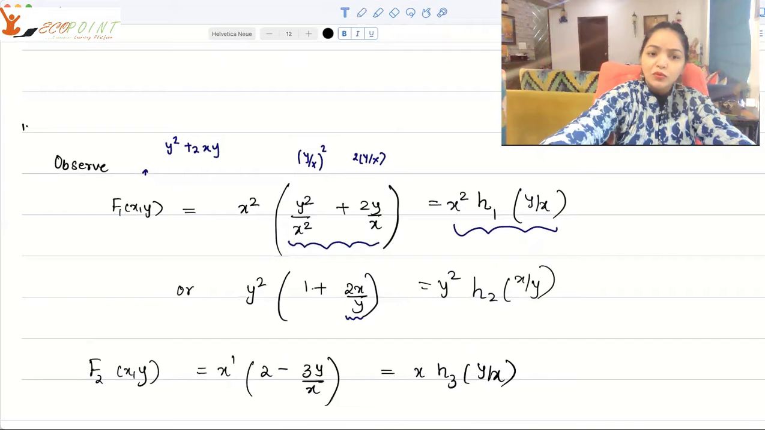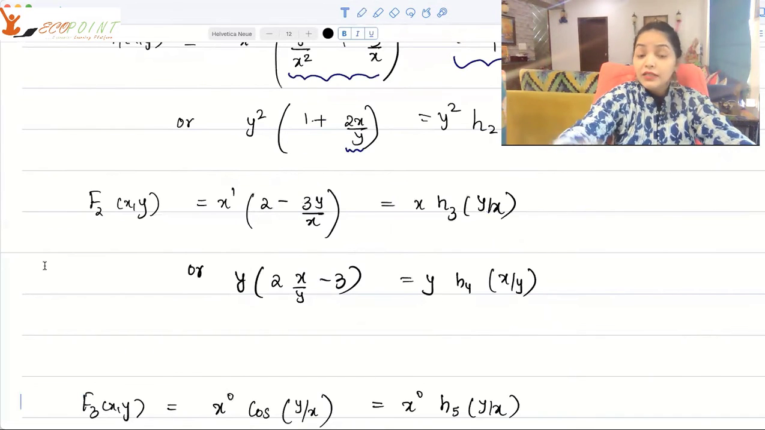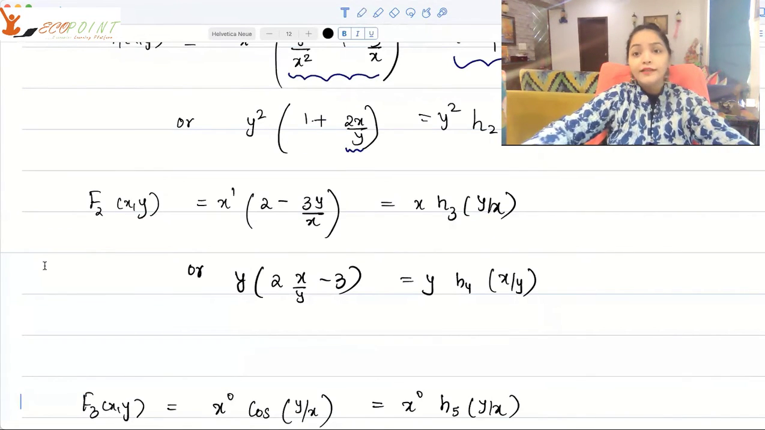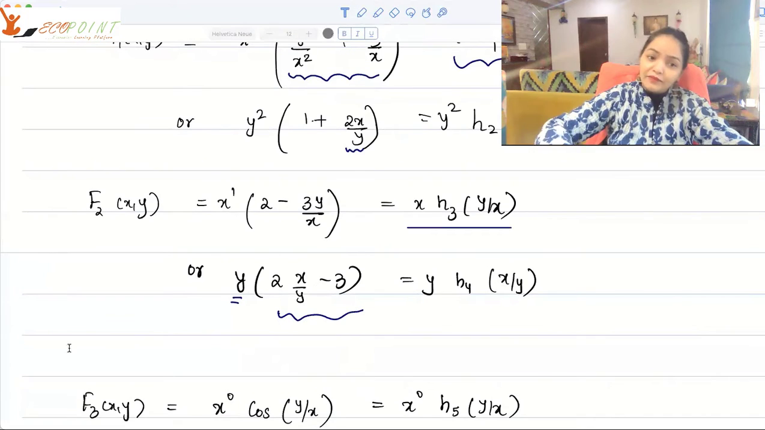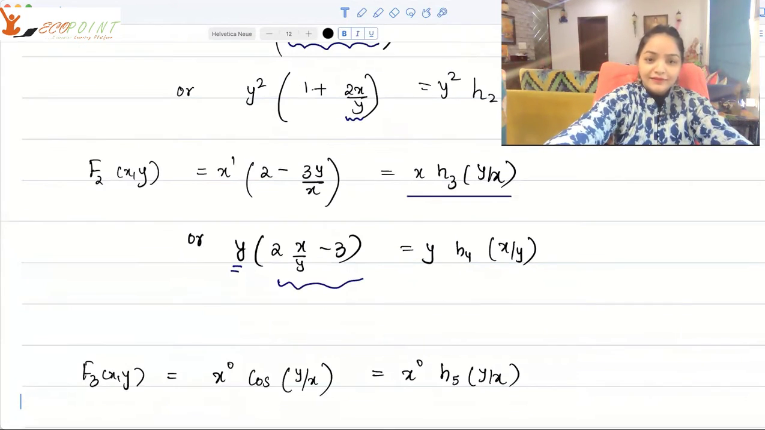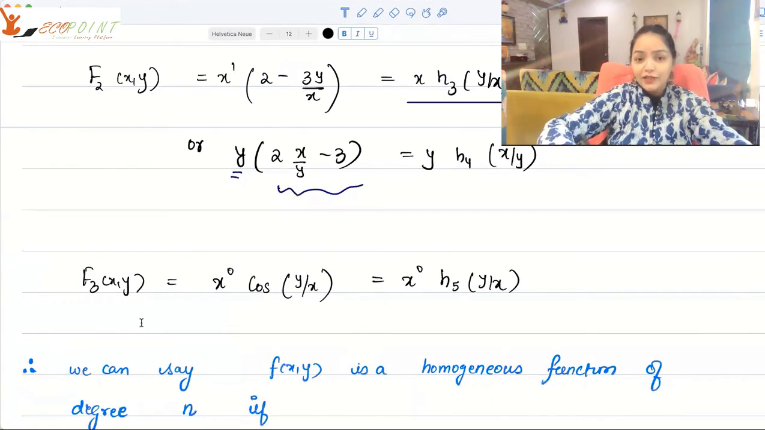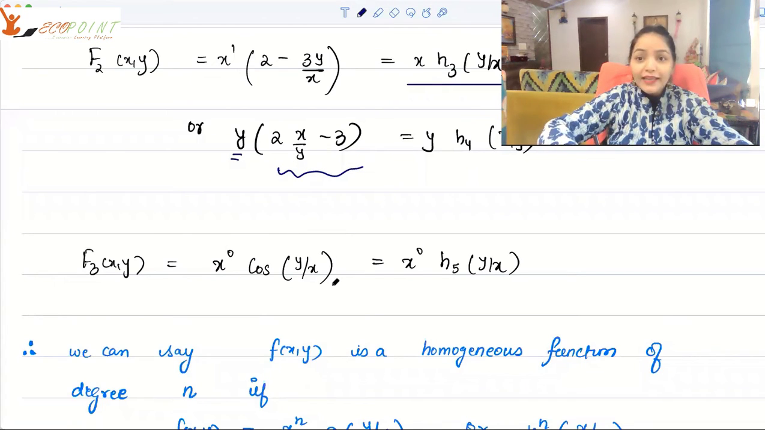Even in F2, the degree of homogeneity was 1. So if you take just x to the power 1 common, you will get a function in terms of y by x. If you take y to the power 1 common, you will get a function which is just in terms of x by y. Similarly, in F3, you don't have to take anything common actually, because you actually have a function in terms of y by x itself.